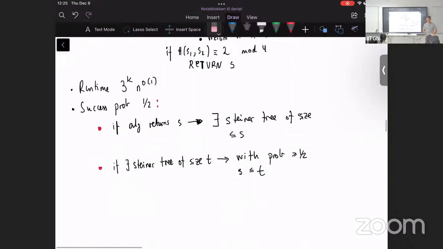Okay, so if the algorithm returns s, there exists a Steiner tree of that size. If there exists a Steiner tree, then with probability at least 1/2, s will be at most t. Yeah, and that's it. The second statement comes from this section. Correct.